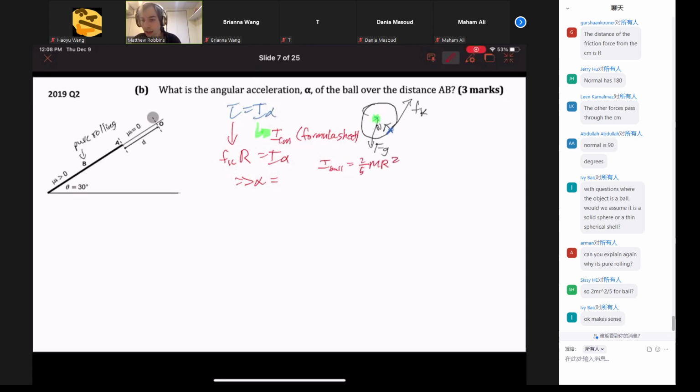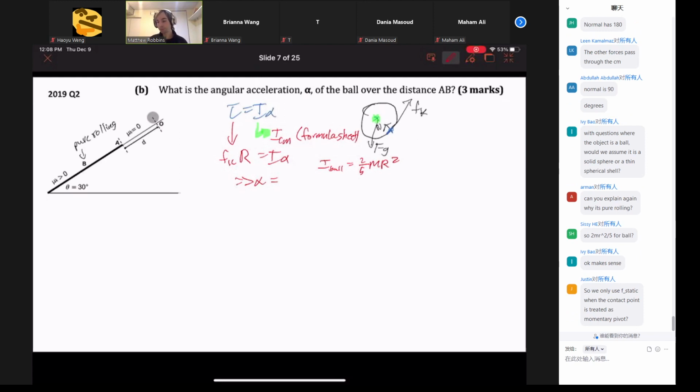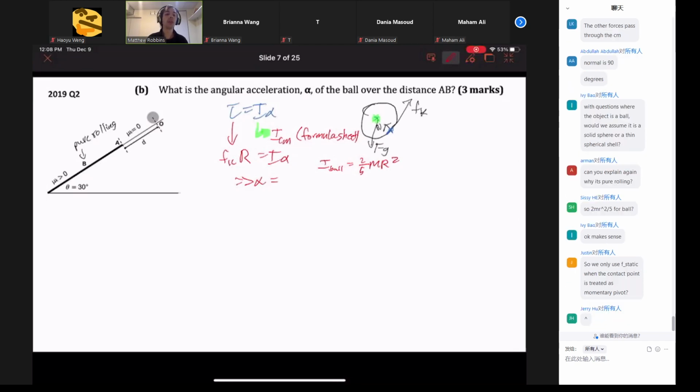Can I explain again why it's pure rolling? Over A and B, we have not reached pure rolling. At point B, that is where it's pure rolling. The reason I know it's pure rolling is because that's what the problem told me. We know that eventually the ball is going to reach pure rolling, so we just labeled the point at which it reaches pure rolling, point B.